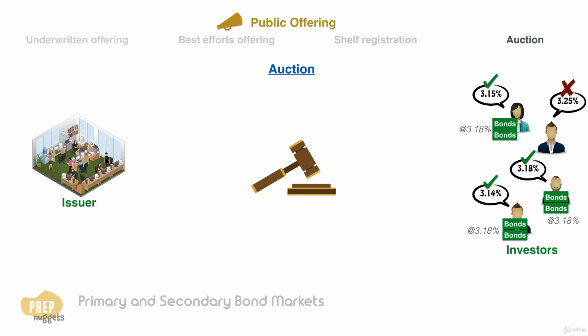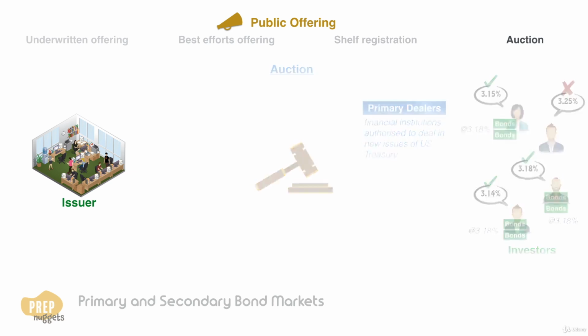The majority of purchases are made by primary dealers, which are financial institutions authorized to deal in new issues of US Treasury securities. Individuals can purchase through the auctions as well, but their numbers are not significant.